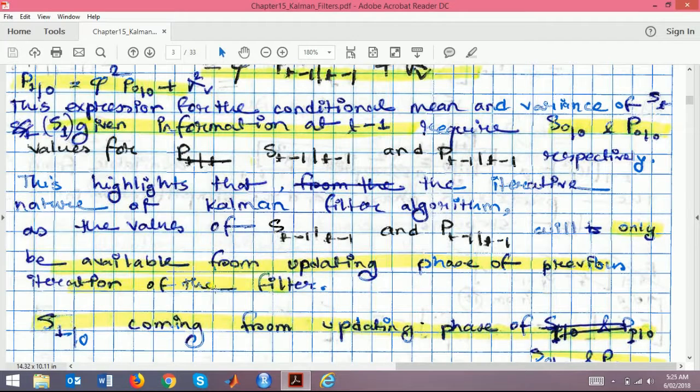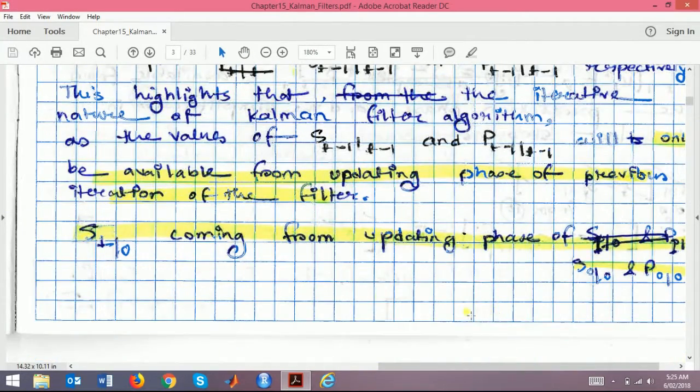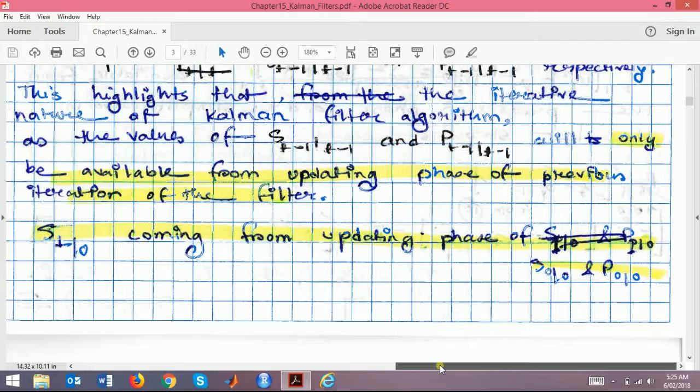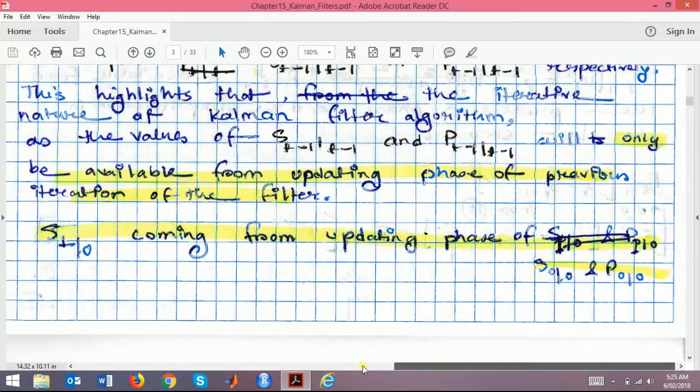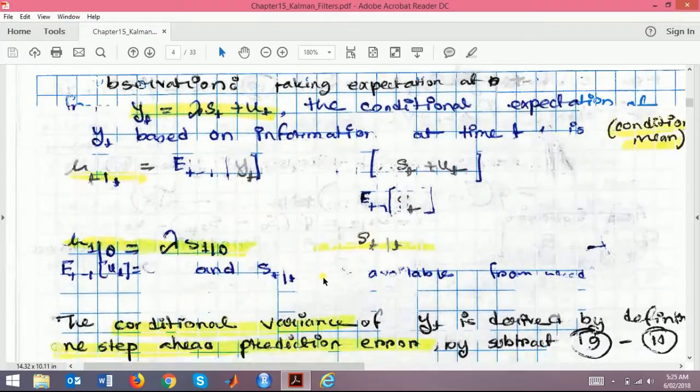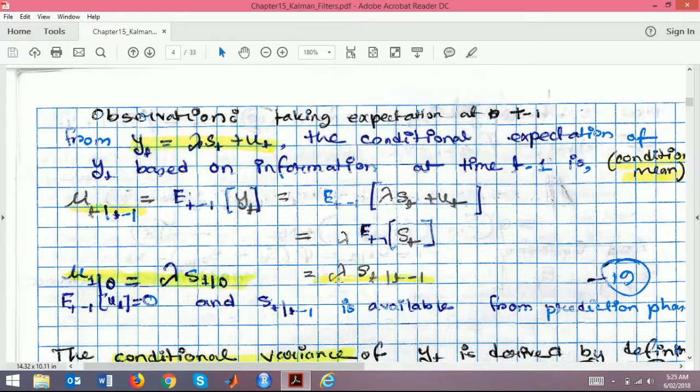So they are used as inputs derived from the earlier iterations of the algorithm and are inputs in the updating phase. So S1|0 comes from the updating phase of S0|0 and P0|0. That's what it is in a nutshell.